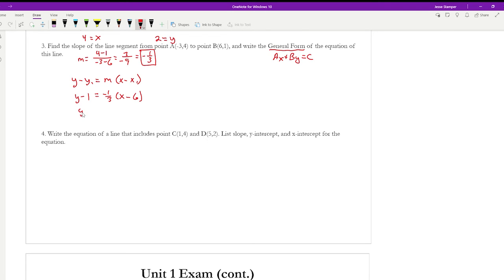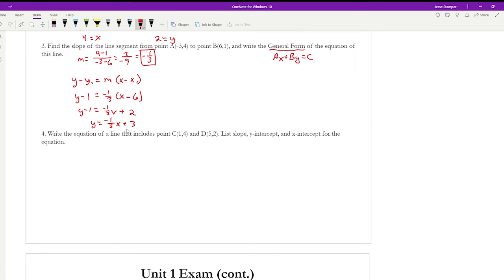Now, y minus 1 stays. Negative 1/3 is negative 1/3 x. Negative 1/3 times negative 6 gives me a positive, but 6 divided by 3 is 2. So I get a positive 2. Now we need to add the 1 on both sides to move the 1 over, and we get y equals negative 1/3 x plus 3.